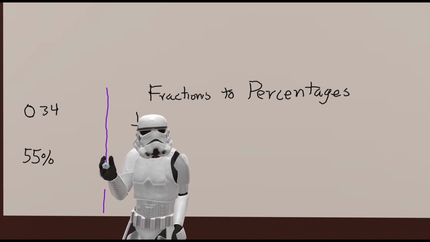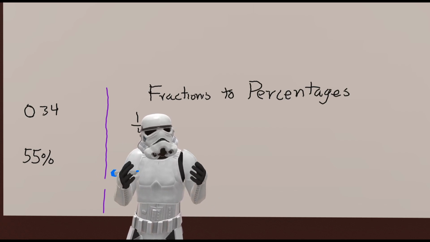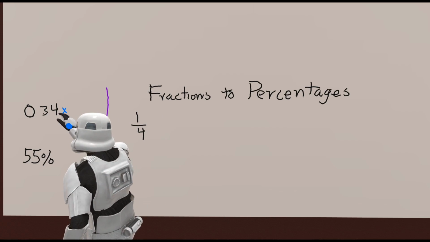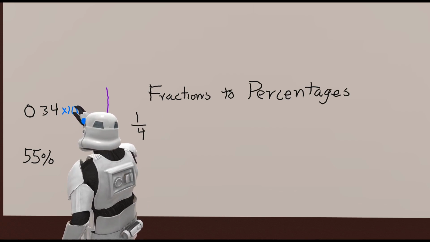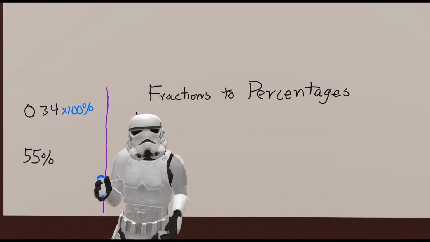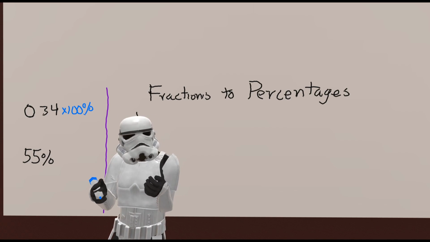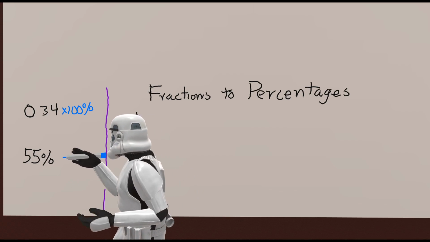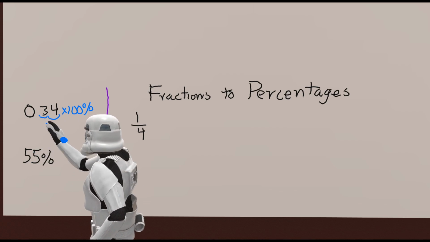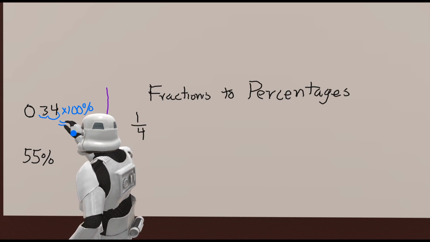So to convert a decimal into a percentage, we have to multiply by 100 and add the percent sign. Let's do that. We're going to multiply by 100 and add the percent sign. Now, if you remember the trick, all we have to do is move the decimal point 2 spots to the right because we're multiplying by 100. So the answer is going to be, this equals 34%.